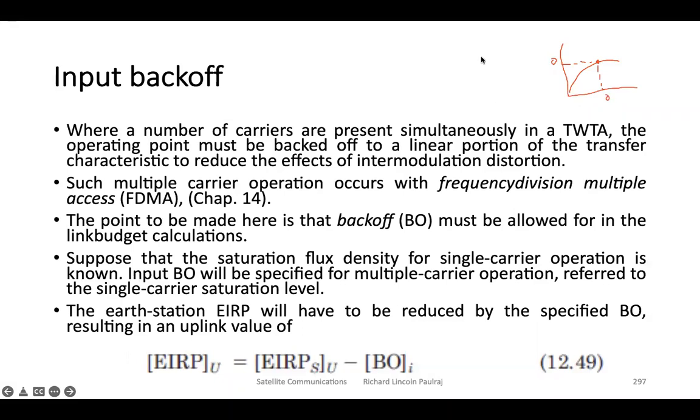In order to do that, I have the control in the form of input. So either I increase the input, and when I increase it, it might come to this point, and when I decrease it, it might come here. So I try to fine tune it and bring it somewhere in between. So the operating point must be backed off to the linear portion of the transfer characteristic to reduce the effects of intermodulation distortion. Making it a constant one is important for us, right?